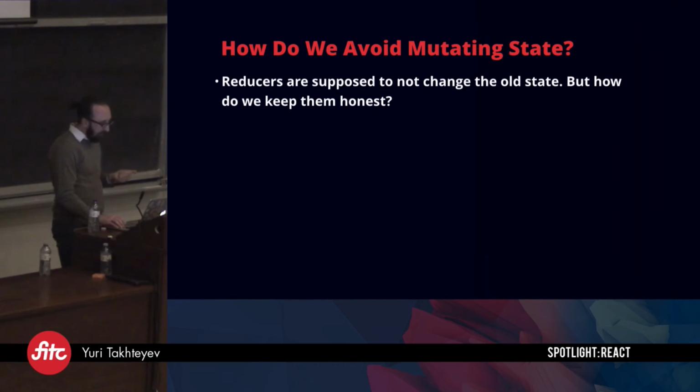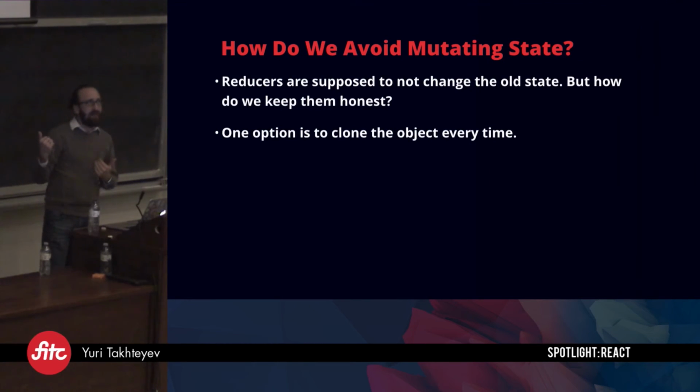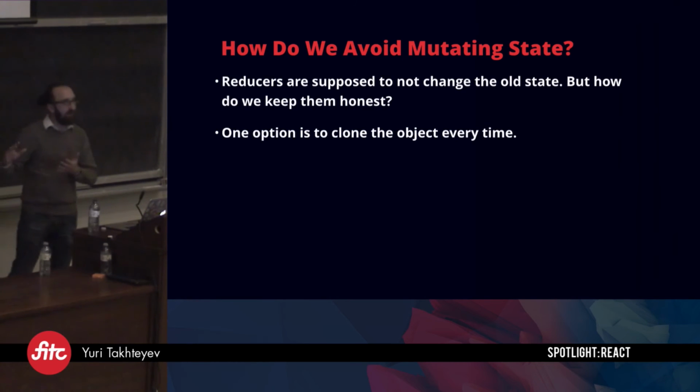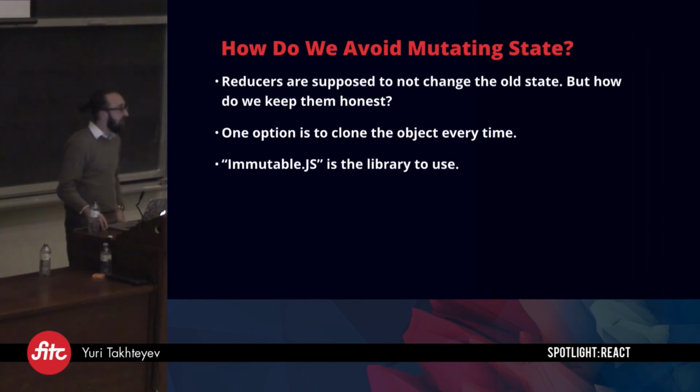So we're not allowed to change the old state, but how do we actually keep our reducers honest? One option is to clone the object every time. The Redux documentation, for some reason, I think they want to make things simple, guides you towards this assumption that you can get very far by cloning. And it's a terrible option. You really cannot do this in anything other than a trivial application. And so instead, your solution is Immutable.js.